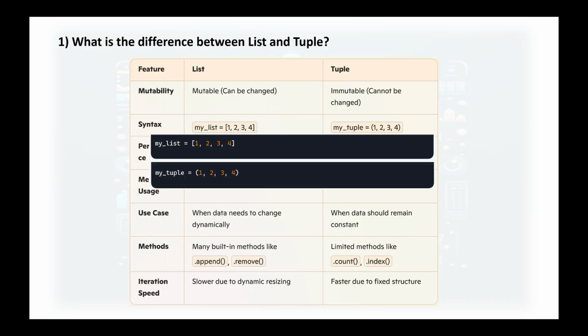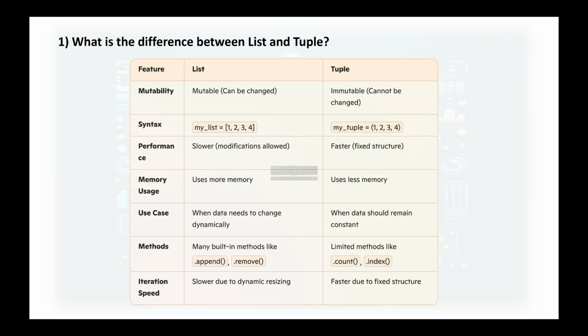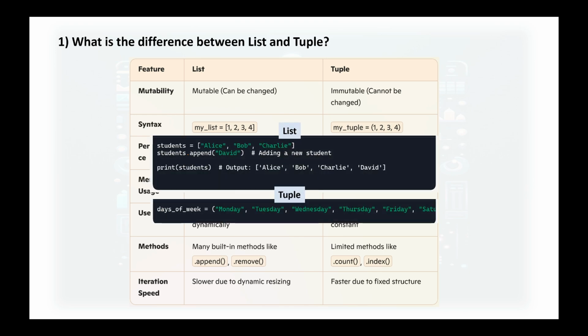Considering use cases, lists should be used when you need a flexible collection that might need modifications. Common examples include storing and modifying user data, appending new values dynamically, and managing ordered sequences.